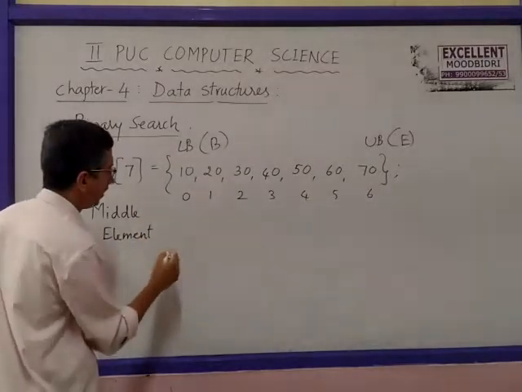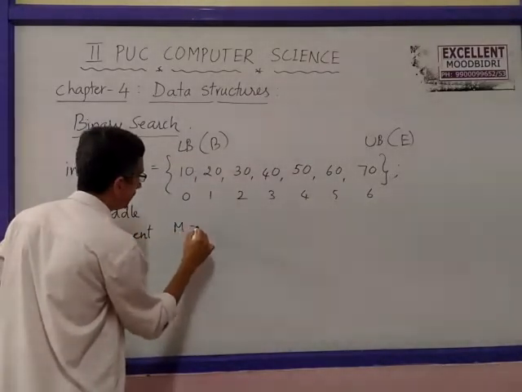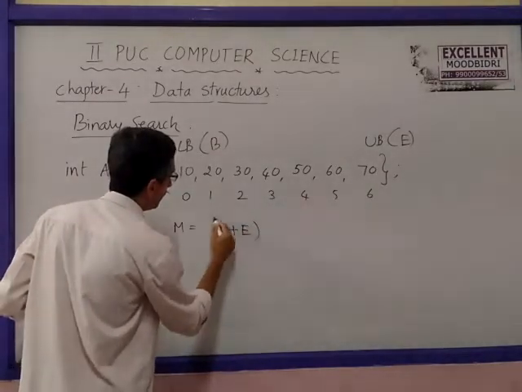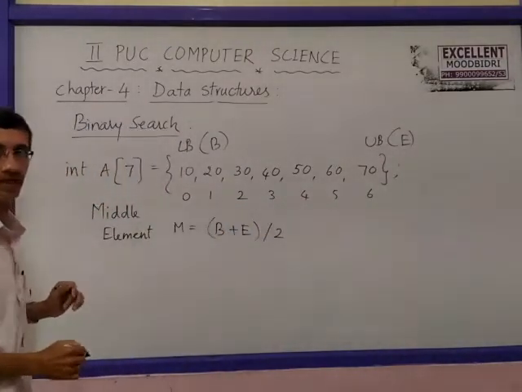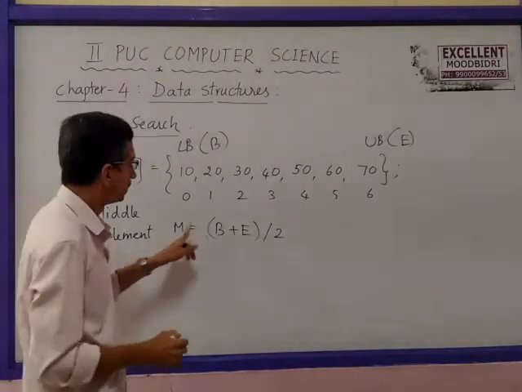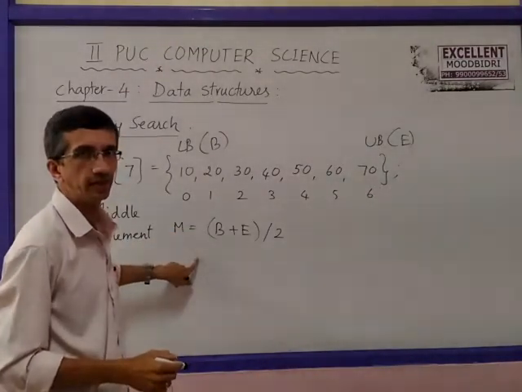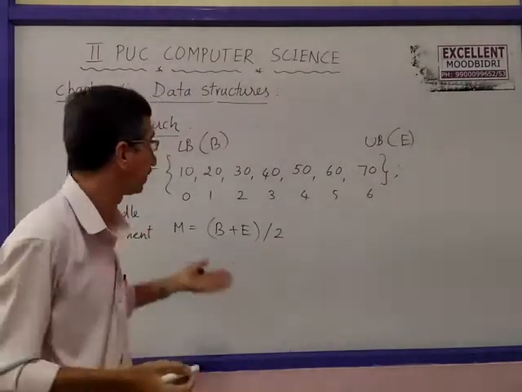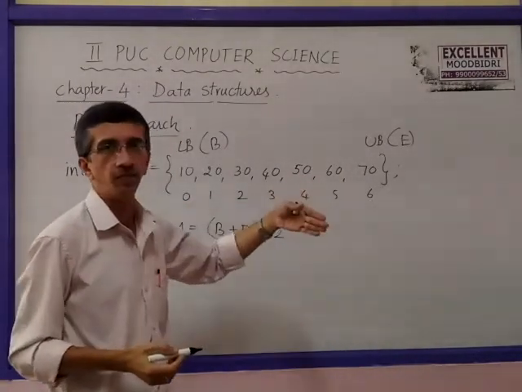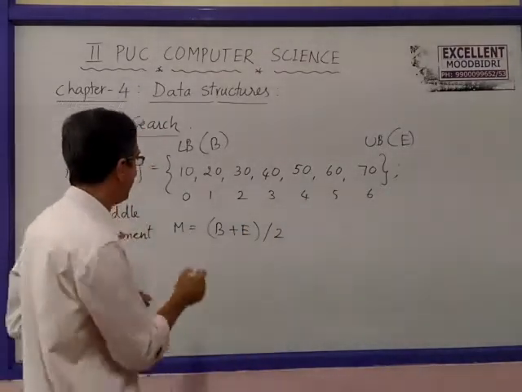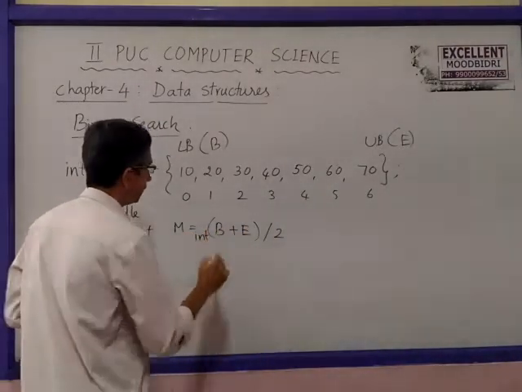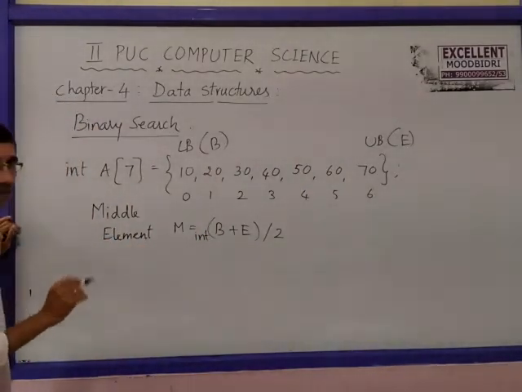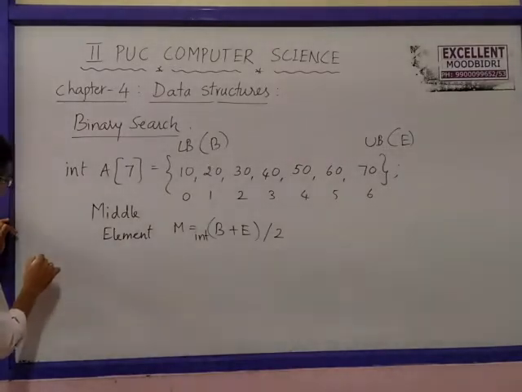So how to find out the mid? Mid is equal to beginning plus end, divided by 2. Beginning plus end index by 2. You take the integer of that because all we are dealing with is integers. The index is an integer. So in case you have, for example, odd numbers, you may get a fraction. To avoid that, take the integer division of this. So in this case, suppose we are searching for the search element.